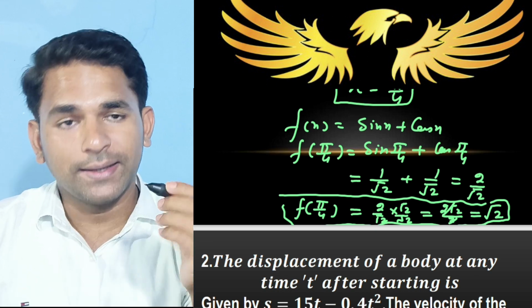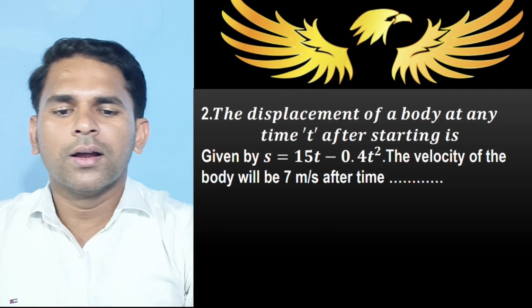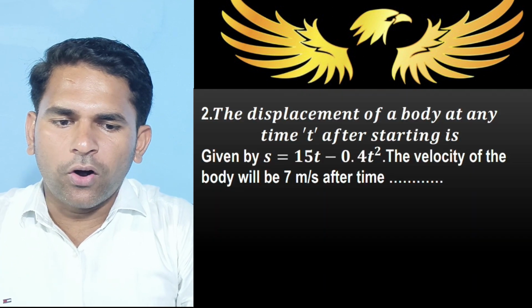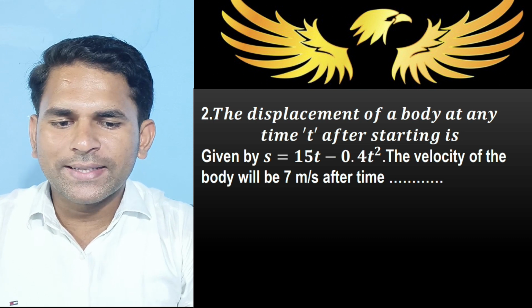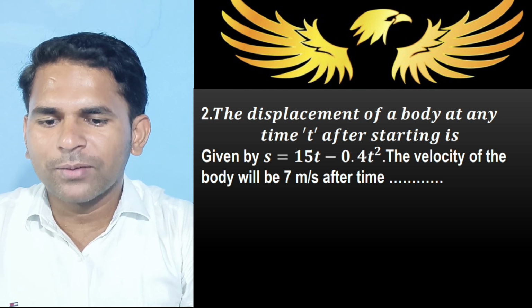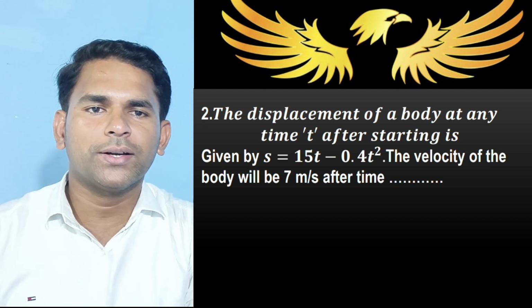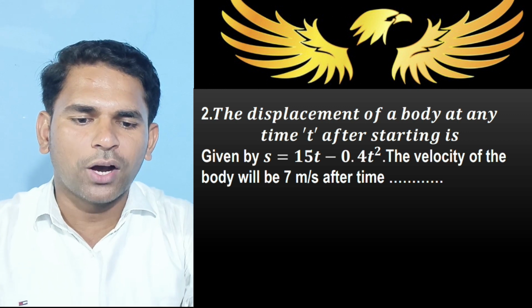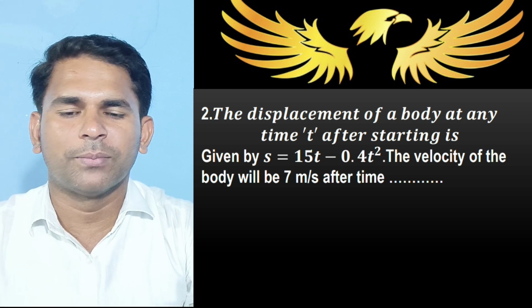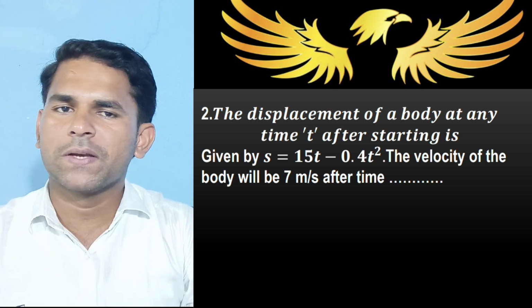Now you can see the next question on the screen. The displacement of a body at any time t after starting is given by s is equal to 15t minus 0.4 t square. This is the displacement given. Now the velocity of the body will be 7 meter per second.